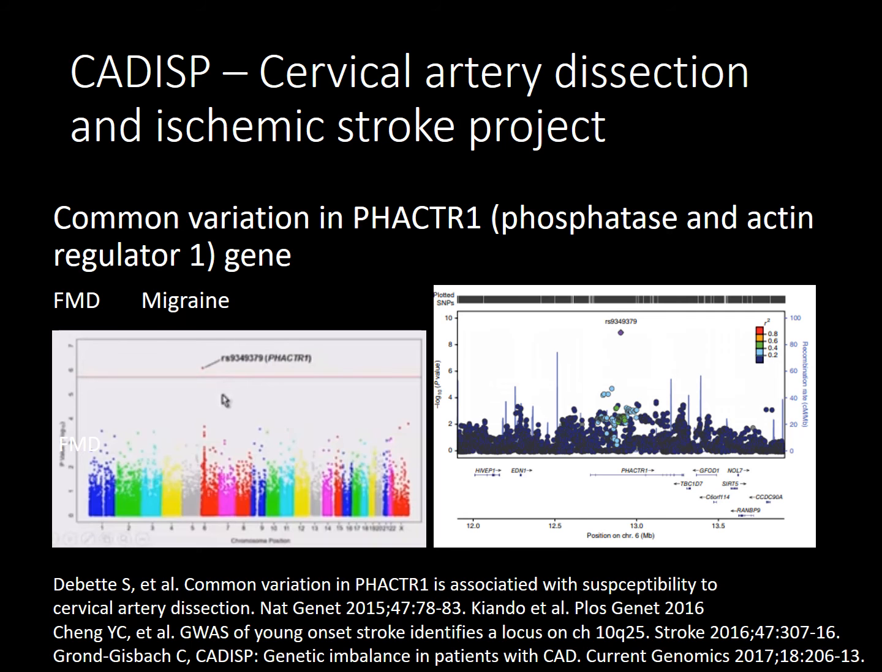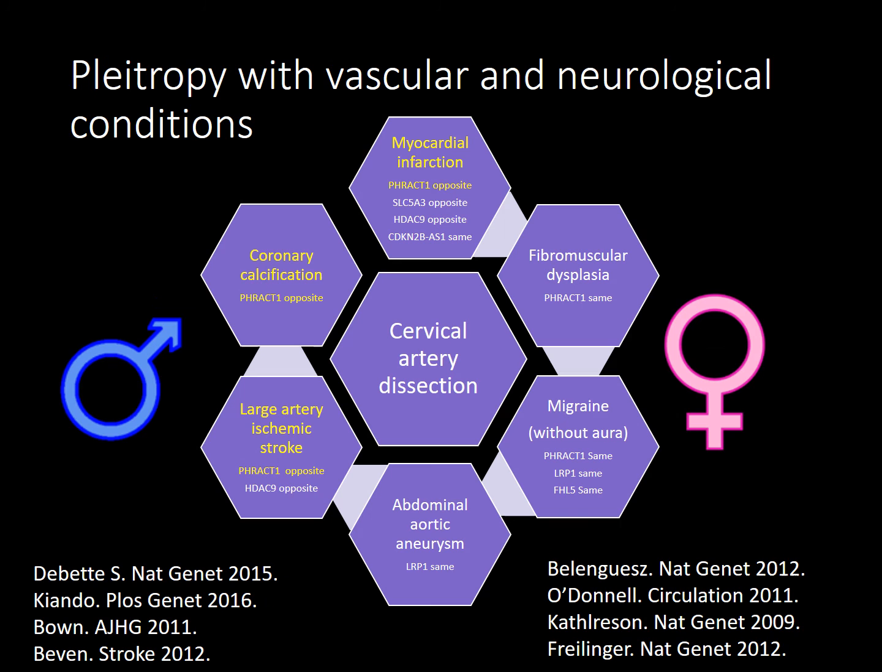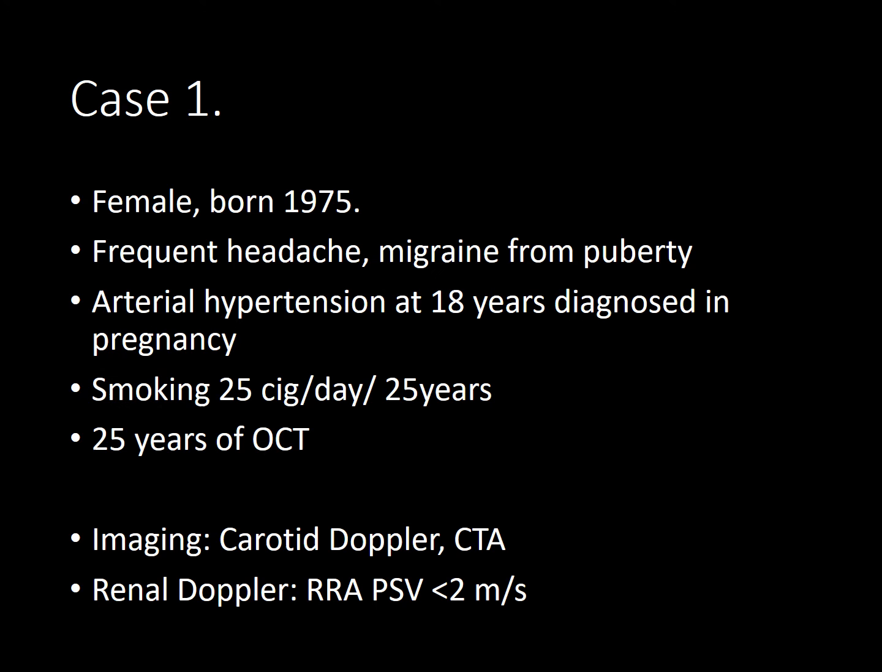In the CADA study, in patients that presented with cervical artery dissection, a common variation in PHACTR1 showed association with multifocal FMD, migraine, and dissection. And the same PHACTR1 SNP was inversely related to myocardial infarction, coronary calcification, and large artery ischemic stroke, which are more prevalent in males. So I'll present two cases.